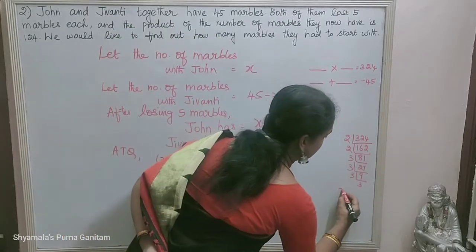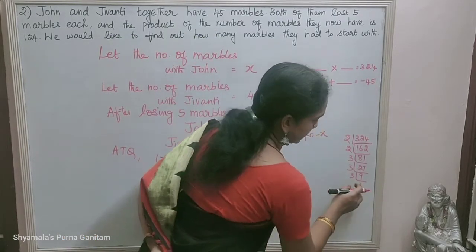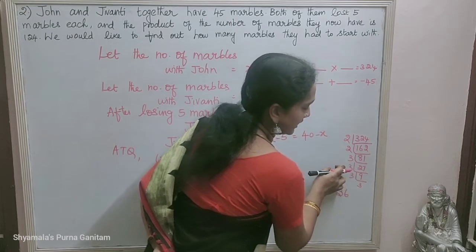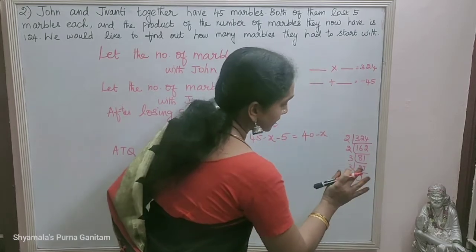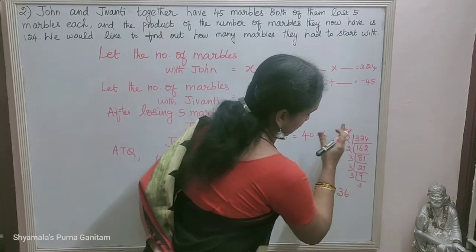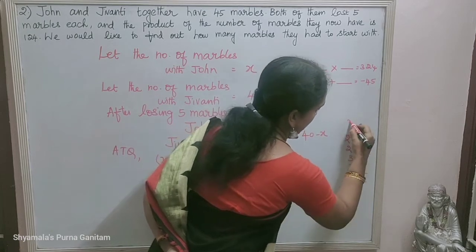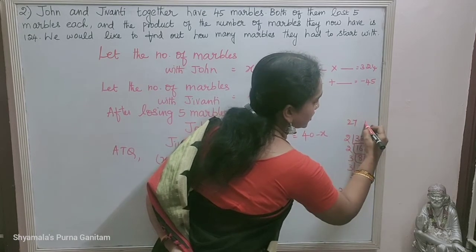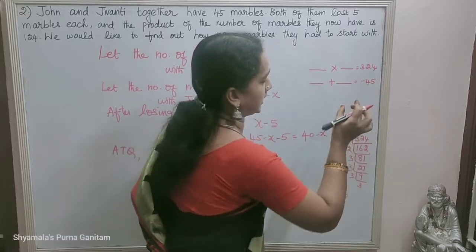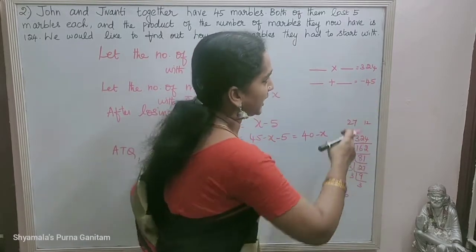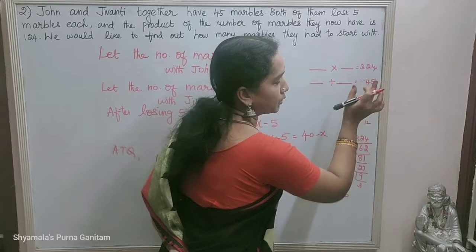When I simplify this, 3 3s are 9, 9 3s are 27, I will get 27, so that is not possible. After this, 27 and 3 2s are 6, 6 2s are 12, I am getting. When I multiply, I will get 324, but when I add this, I won't get 45.